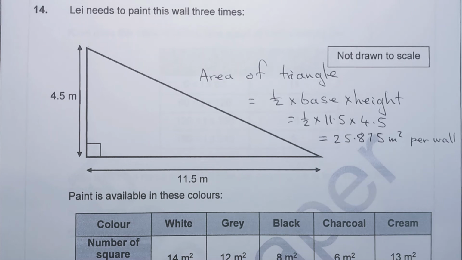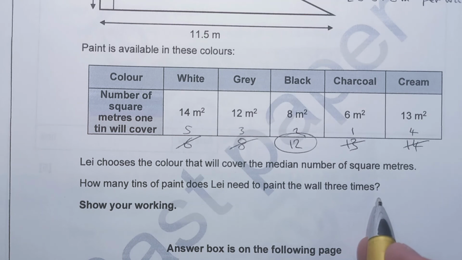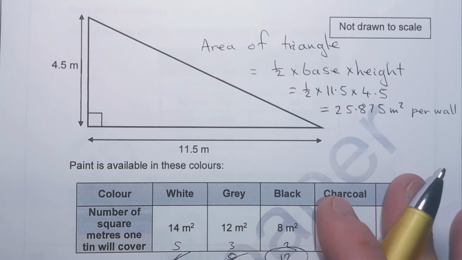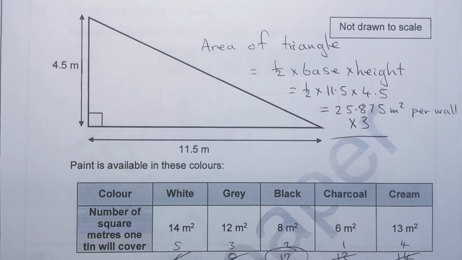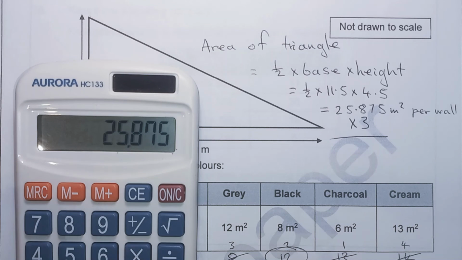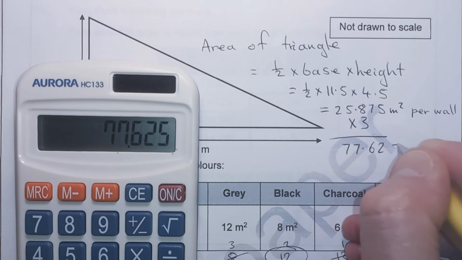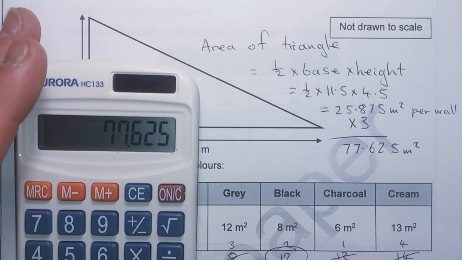Now we need to remember that it says, how many tins of paint does Lee need to paint the wall 3 times? So that's the area for 1 wall. We want to multiply that by 3. And we get 77.625 metres squared.